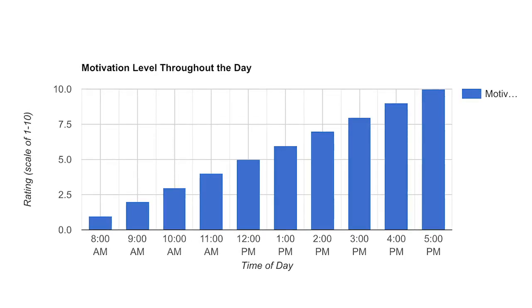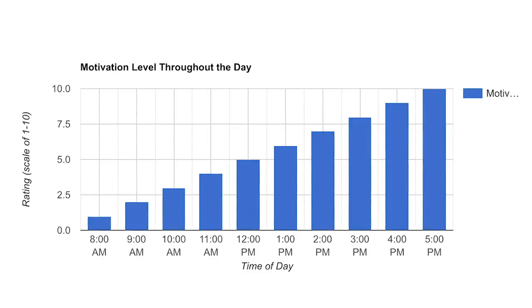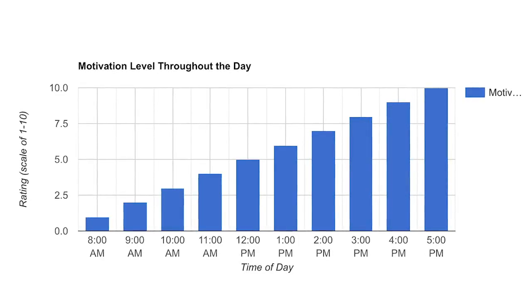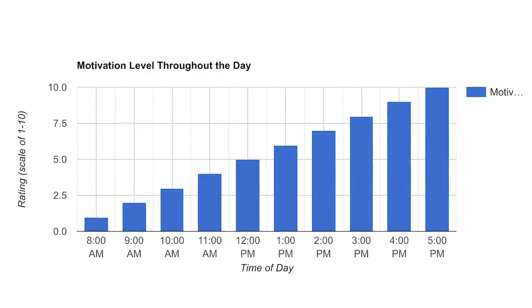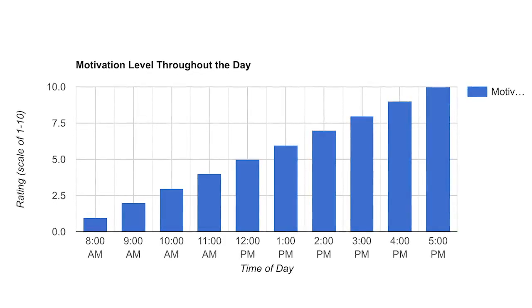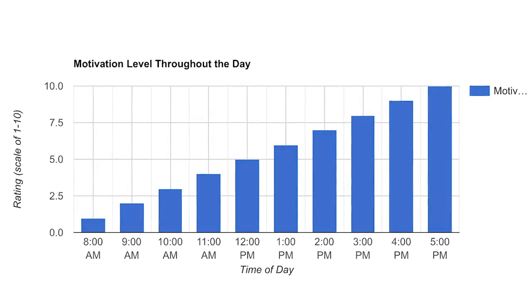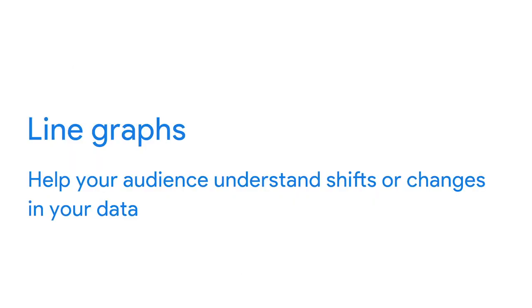Bar graphs are a great way to clarify trends. Here, it's clear this person's motivation is low at the beginning of the day and gets higher and higher by the end of the workday. This type of visualization makes it very easy to identify patterns. Another example is a line graph.